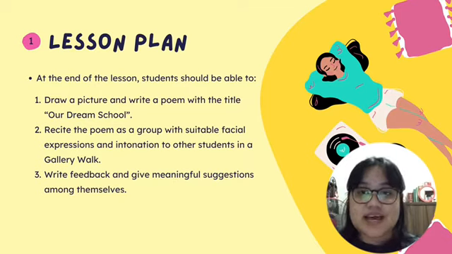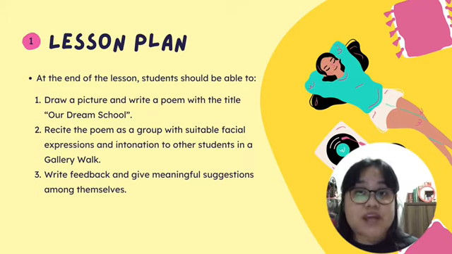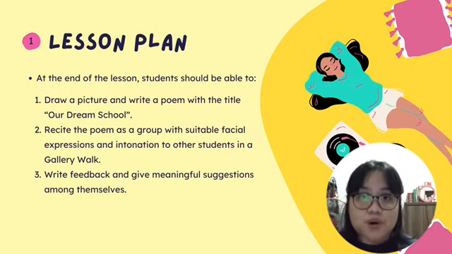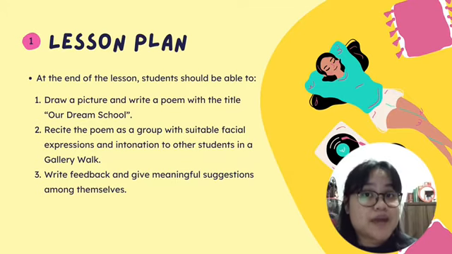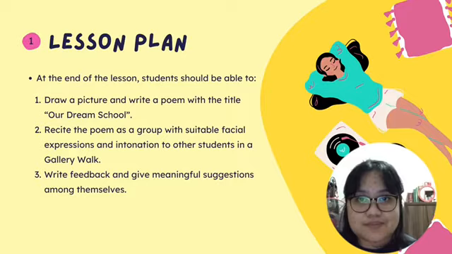As you can see on the slides, at the end of the lesson, students should be able to draw a picture and write a poem with the title Our Dream School to correspond with the poem taught during the lesson. Students should also be able to recite the poem as a group with suitable facial expressions and intonation to other students in a gallery walk. And lastly, students should also be able to write feedback and give meaningful suggestions among themselves.